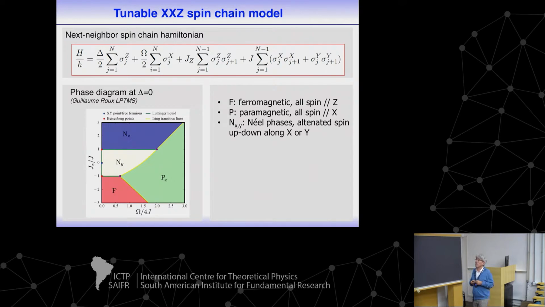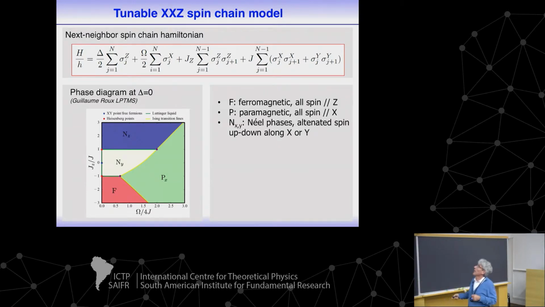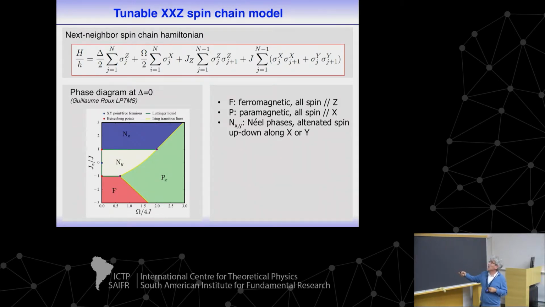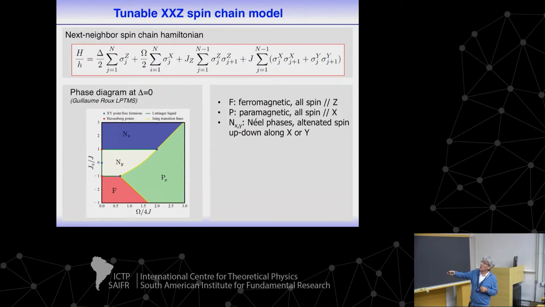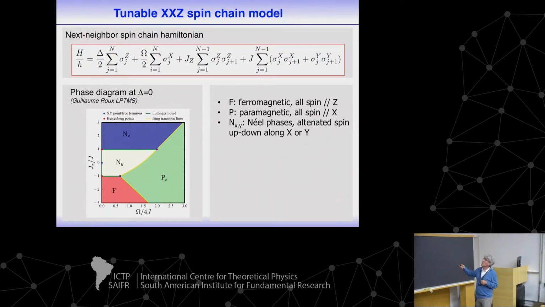And here you have, for example, simple phases, like a ferromagnetic phase. In this ferromagnetic phase F, all the spins point in the Z direction, and it exists as long as the transverse field is not large enough. When you increase the transverse field from this F phase, you reach what is called a PX phase, which is a phase where all spins point in the X direction. So this one is kind of intuitive.